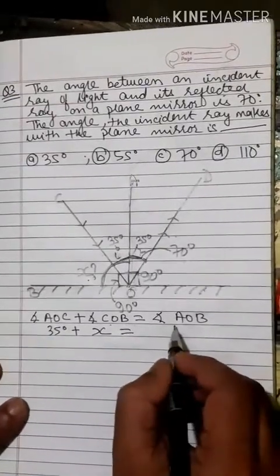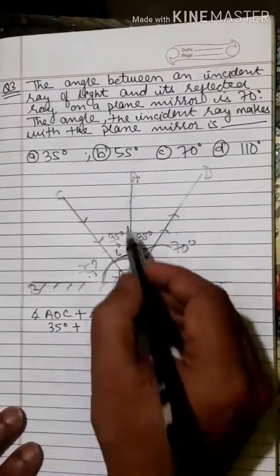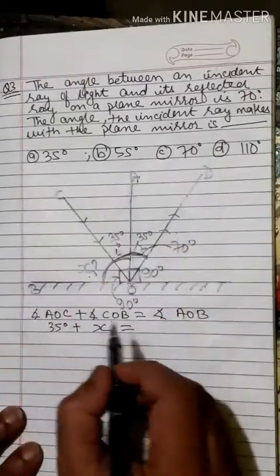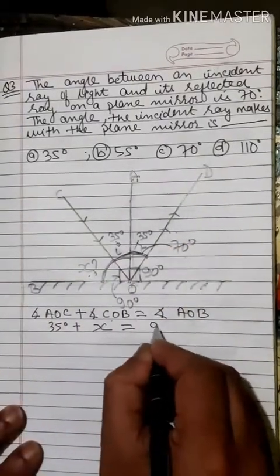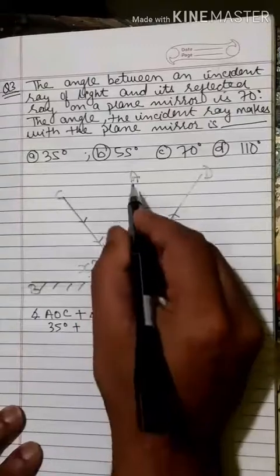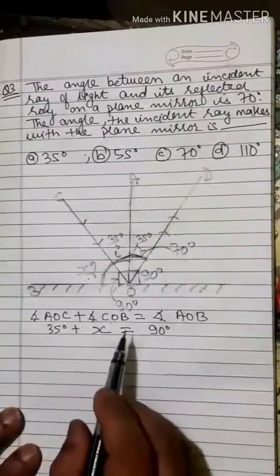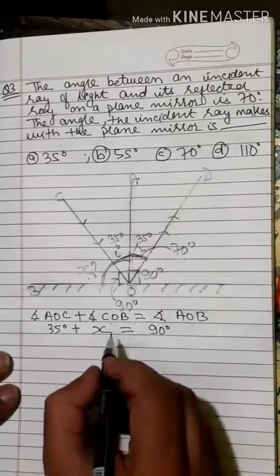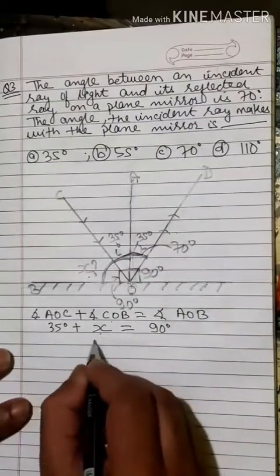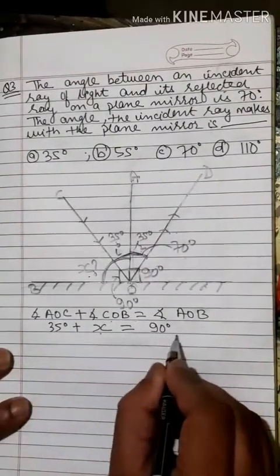Is equal to, what is the measure of angle AOB? Angle AOB is 90 degrees, because angle AOB is the angle the normal makes with the reflecting surface. So our target here is to find the value of x. So this forms a linear equation.